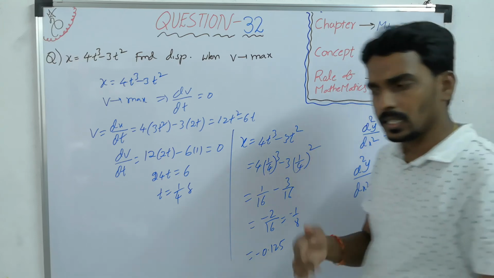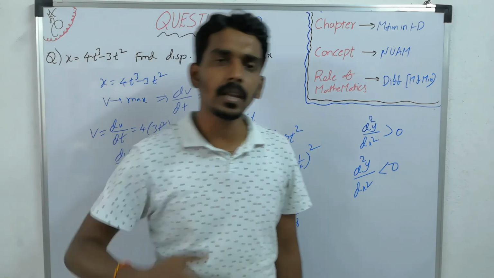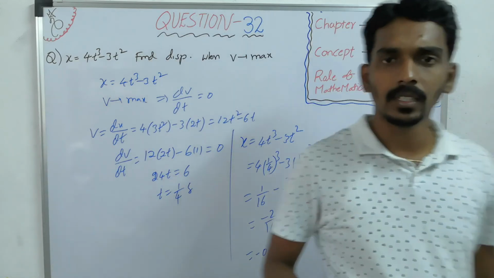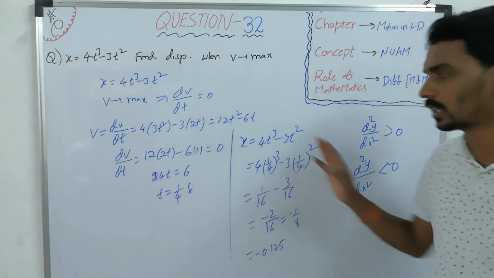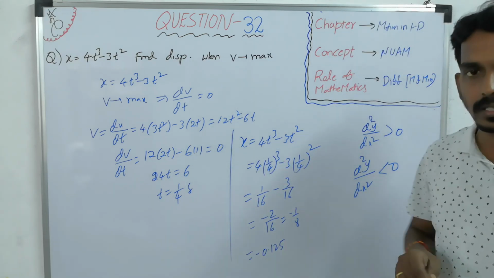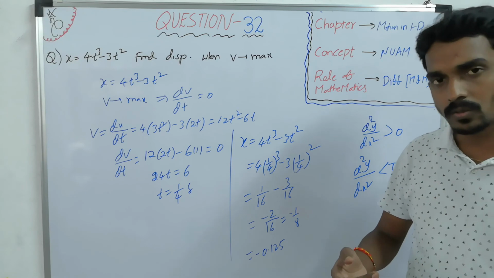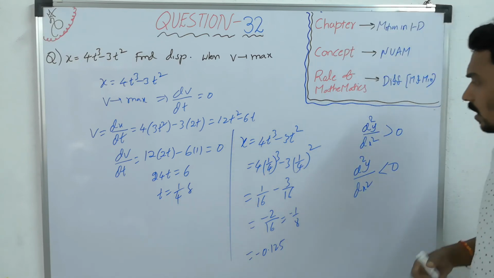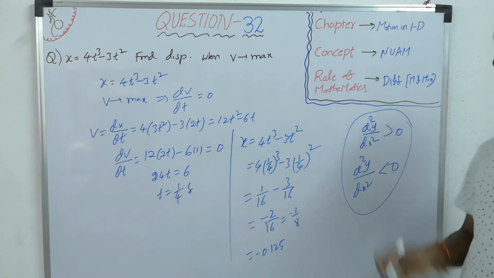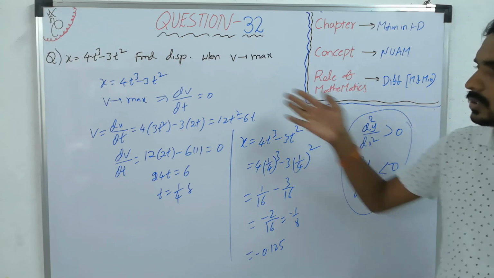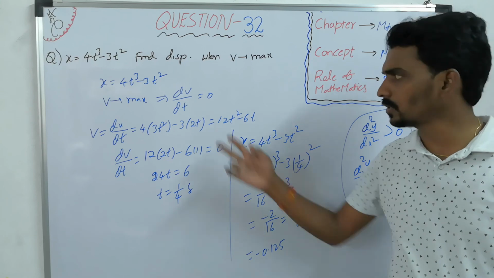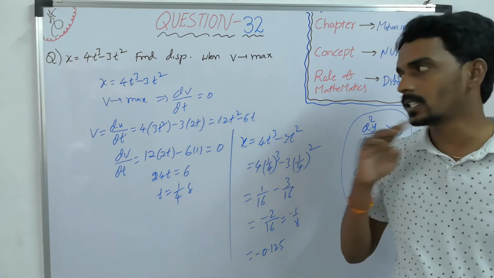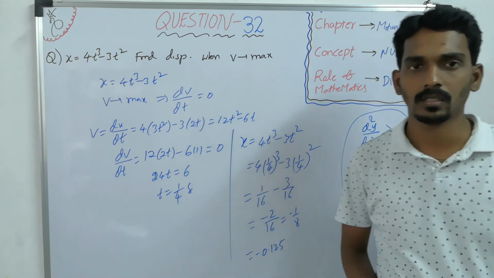Why? Because most of the times the function may become either maximum or minimum, and that they will only specify. So directly you can equate it to 0 and you can get it. No need to check these conditions. Very rarely, in about 1% of chances, you need to go and check this condition. Then you can use the second differentiation. But most of the times with this first condition you can get the solutions. Thank you.